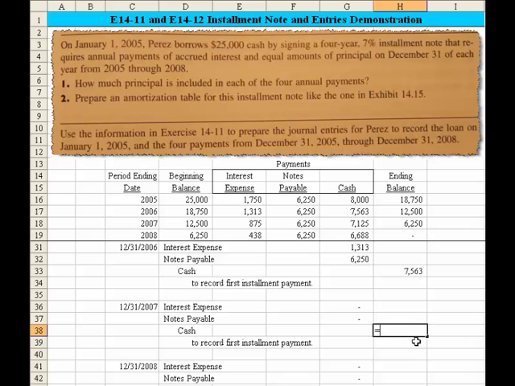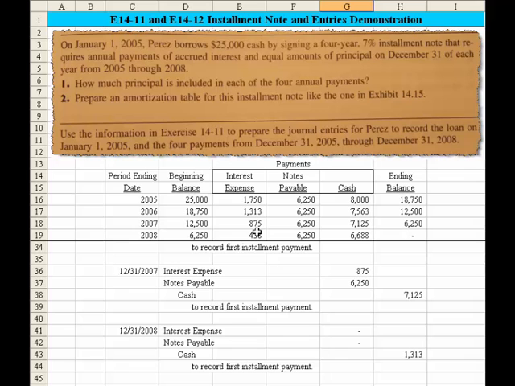Okay, this cash payment would have to reference the 2007 payment. The notes payable, again, always equal to the same dollar amount because it's a constant payment. The interest expense for 2007 comes from right there. And again, our debits equal our credits.